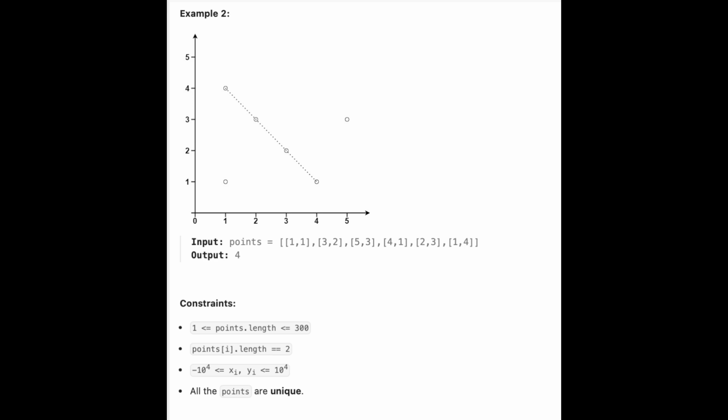And before you get started, take a look at the constraints, right? Points.length is going to be between 1 and 300. Points[i].length is equal to 2. xi, yi are greater than or equal to negative 10 to the fourth, less than positive 10 to the fourth, and all the points are unique. All right, guys, you can pause the video, give this a try.